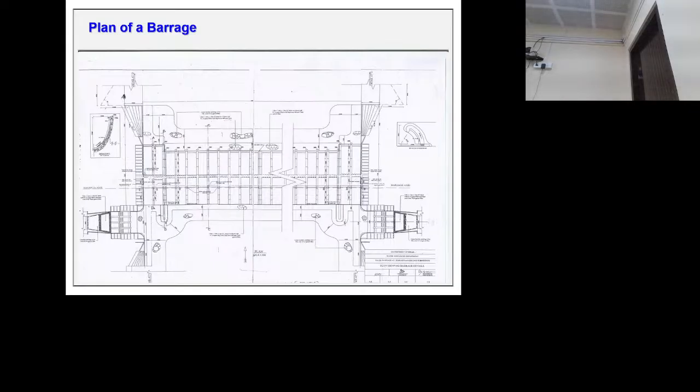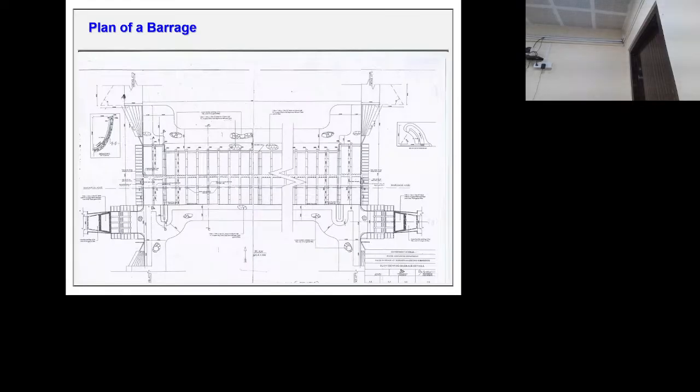From this to this is W, and these are the piers. You see, these are the piers, and this is the spillway, and this is the undersluice portion. This is the divide wall. How many of you know what the divide wall is? It will divide the undersluice portion and the spillway portion. If you don't know that, then how will you design the barrage?